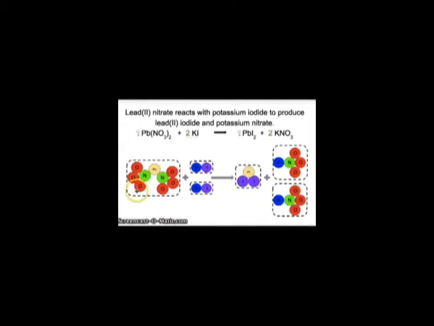And you can see that we need to put in our coefficients for the one lead 2 nitrate, which again we don't put in a coefficient normally, but I put that hollow 1 just to show that there is a coefficient of 1 for it. But there are two potassium iodides, two KI's, so we put a coefficient of 2 in front of that. And on the right hand side we have just the one PbI2, and we have two KNO3s, two potassium nitrates, so we've got to put that coefficient of 2 right there.